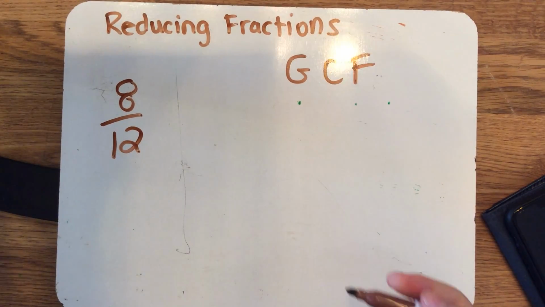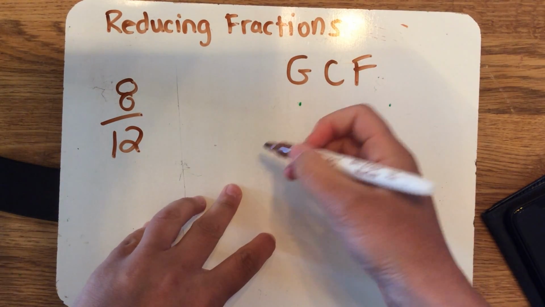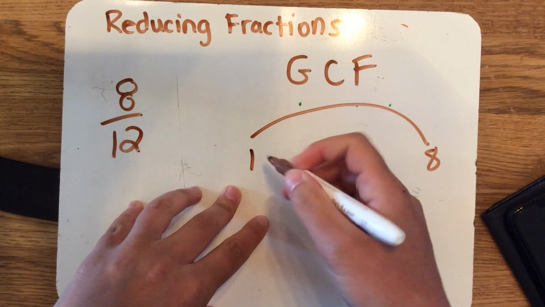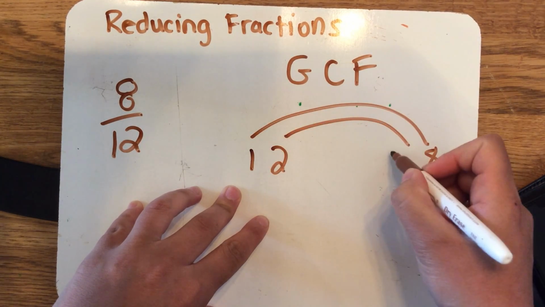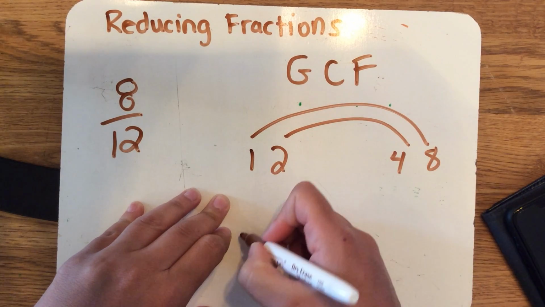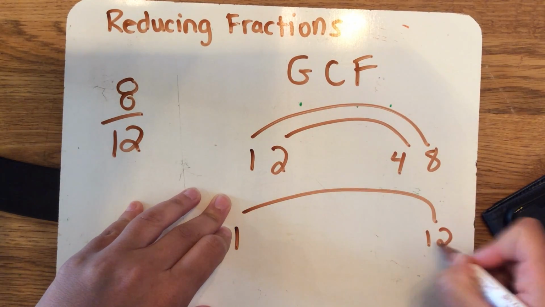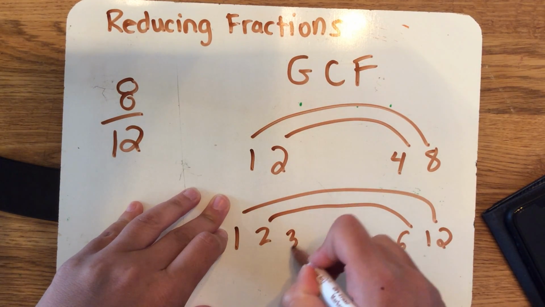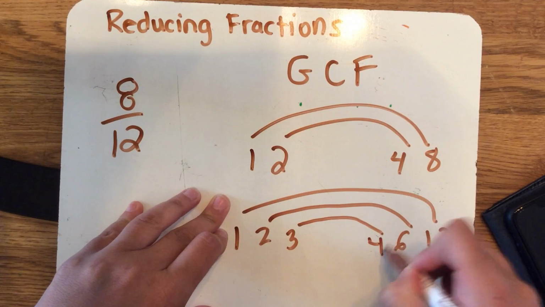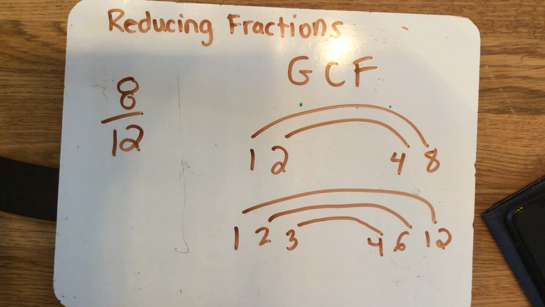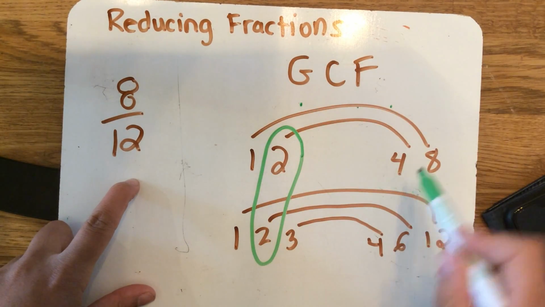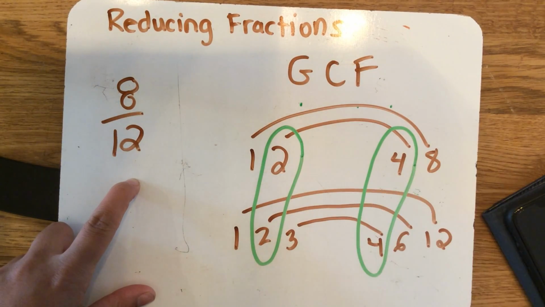8/12? I'm going to do the rainbow method of finding all my factors this time. So let's see. 1 times 8 is 8, 2 times 4 is 8, and that's all I can do. 12 has even more factors. 1 times 12, 2 times 6, and 3 times 4. Okay, now I see 2 common factors here. They have the factor of 2 in common, but they also have the factor of 4 in common.